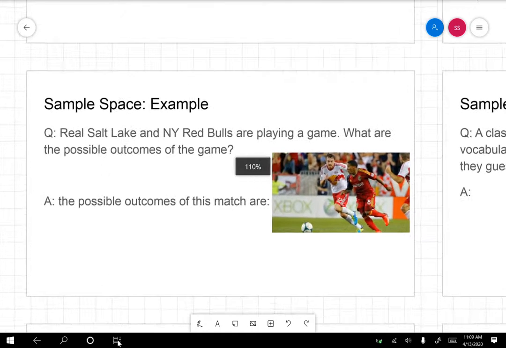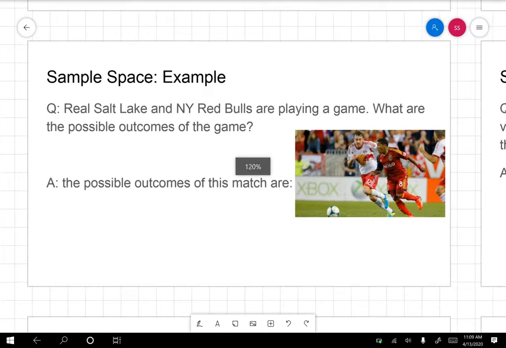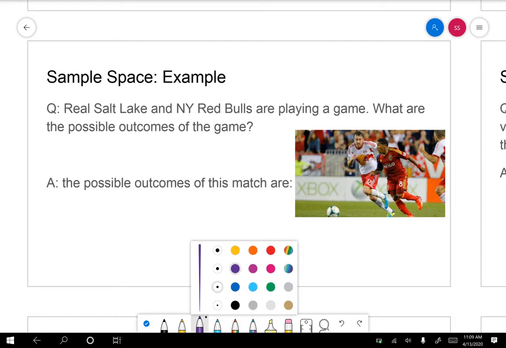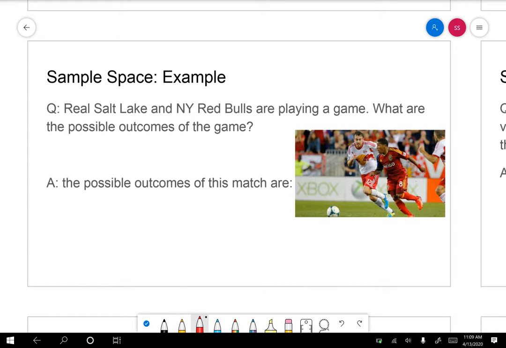So let's go over a couple examples of sample space. Okay, so here's our first example. Talking about soccer here, or football. So let's say that Real Salt Lake and the New York Red Bulls are playing a game. What are the possible outcomes of this game? So in this case, we're asking what is the sample space for this game?